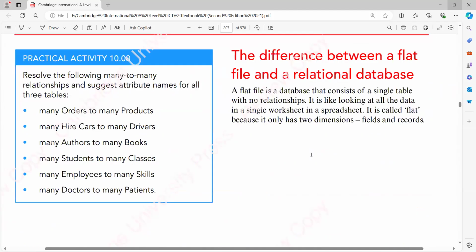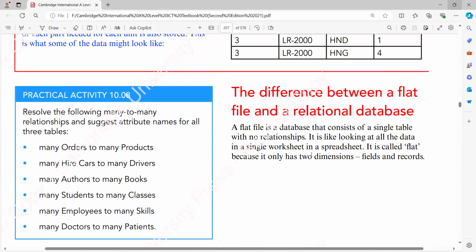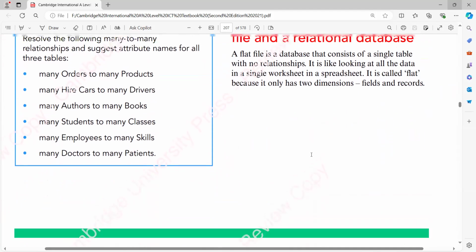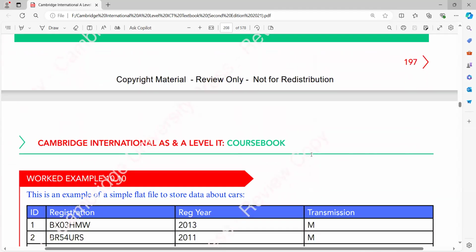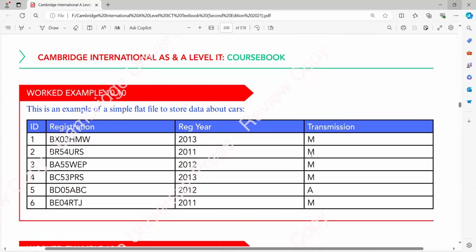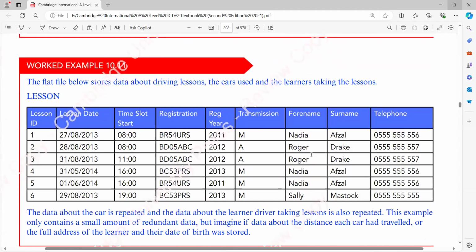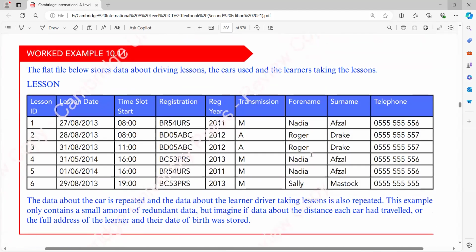Let me go back through it again. A flat file is basically one that consists of a single table. It has no relationships. It is like looking at a single worksheet in a spreadsheet. It is called flat because it has only two dimensions. For example, this is an example of a flat file because it has no relationships: ID, registration number, registration year. Similarly, you can see that this is a flat file.